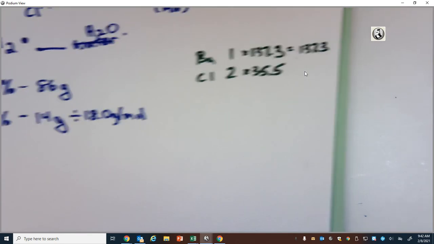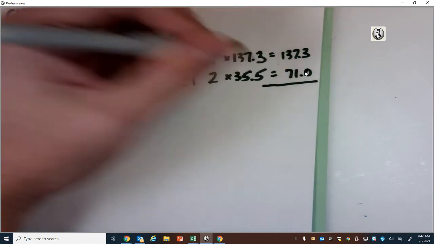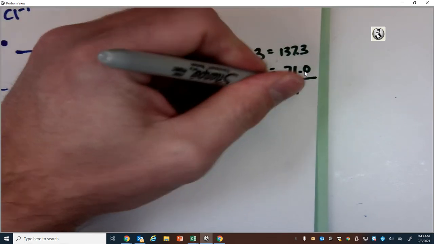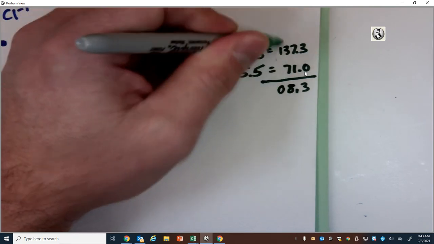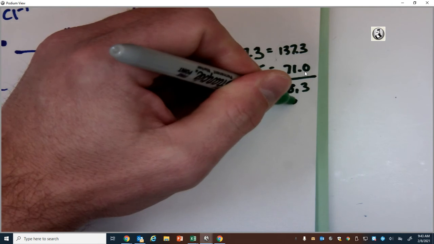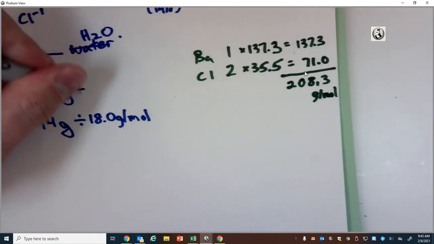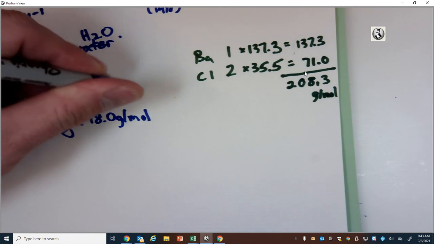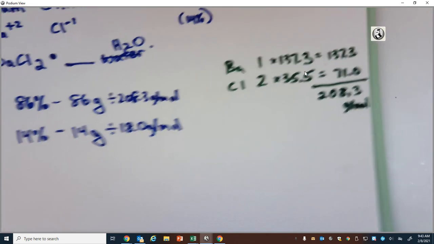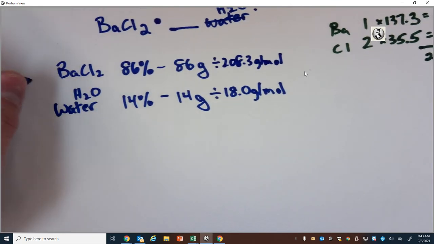So 137.3 plus 2 times 35.5 is 71.0. And when we add this up, we get 208.3. And then I'm just going to squeeze in the units over here, grams per mole. So for the barium chloride, we have to divide this by 208.3 grams per mole. Okay? So that's really step 1 and 2.